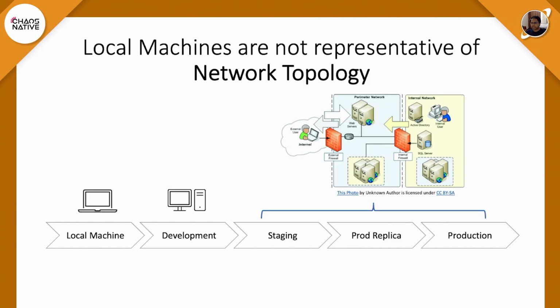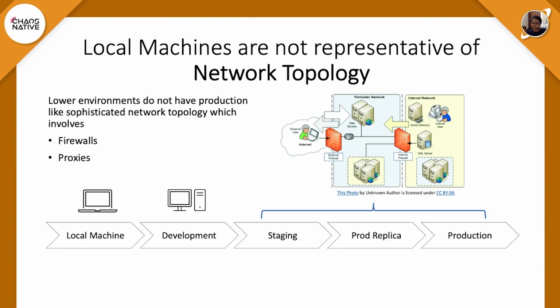Second is obviously the network topology itself. Production environments might have a lot more complicated firewalls and whatnot. The latency levels, the proxies, and practically everything that's involved there is a lot more complex, and there's not much you can replicate. I mean, you can try, but there's only to an extent that we can do all of that fancy networking on a local machine.